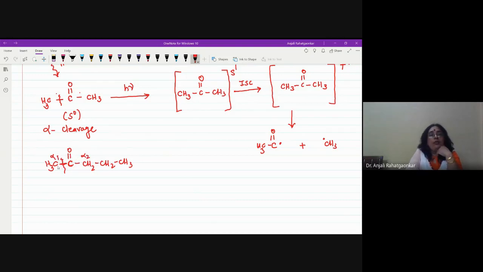So either you can have the bond between C and alpha 1 C, and the C double bond O. Another possibility is the bond between C alpha 2 and the double bond O. Here it is not possible. Only there is an alpha cleavage.